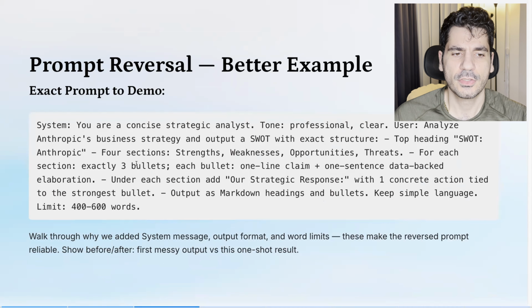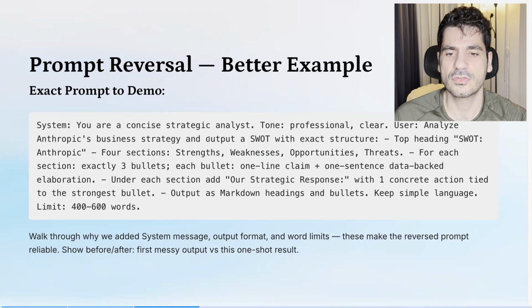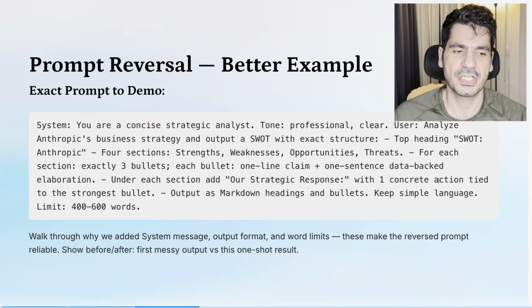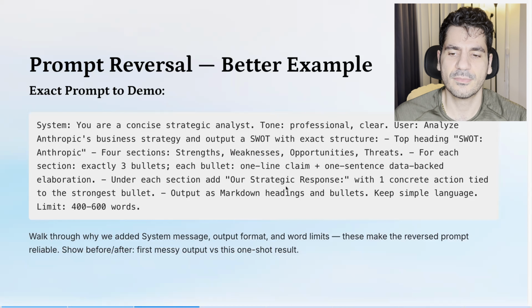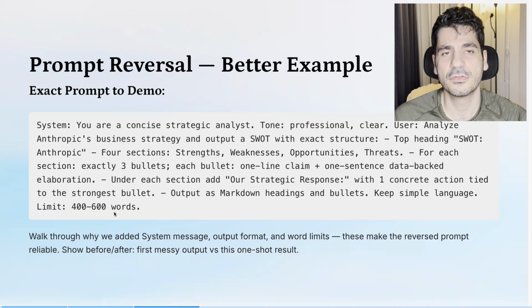So basically, you're going to say that you are a strategic analyst. You say that the tone is professional and clear. The user analyzes and interprets business strategy, and you output a SWOT with exact structure. Top heading: SWOT and topic, 4 sections: strengths, weaknesses, opportunities, and threats. For each section, exactly 3 bullet points, each with a 1-sentence claim and a 1-sentence data-backed elaboration. Under each section, a strategic response with 1 concrete action tied to the strength bullet points. Output as markdown headings and bullets, keep simple language, and 400 to 600 words.